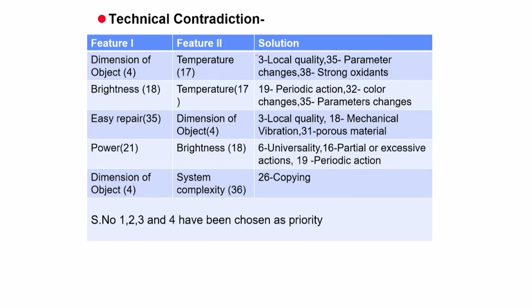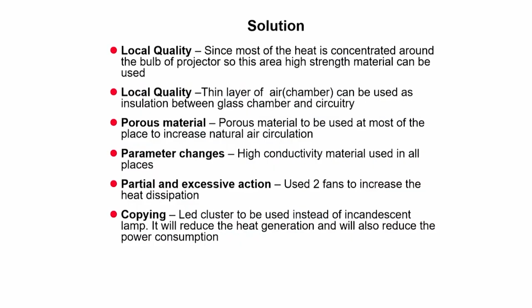Again they figured out the solutions from the matrix, which you should be able to do, and corresponding to all these solutions they also figured out the different solution principles they can utilize, like the principle of local quality. The principle of local quality is used in 2 cases: porous material, parameter changes, partial and excessive action, and copying. So, like that the solution has been obtained.